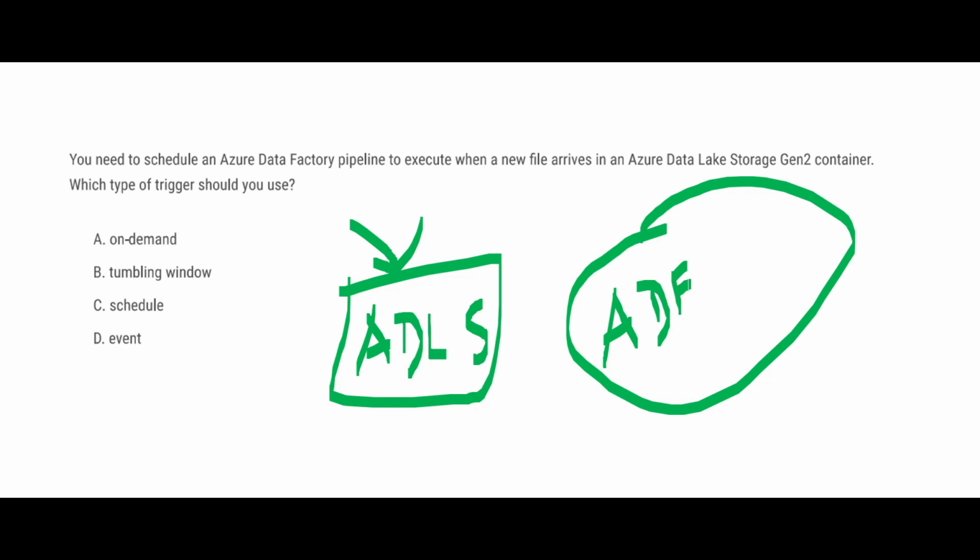Now which type of trigger do you put? So it's common sense. What is happening here? Event is happening. What is the event? This file came, this is the event. So you should use an event trigger. The moment the file comes, ADF will fire. This is an event trigger. Okay.